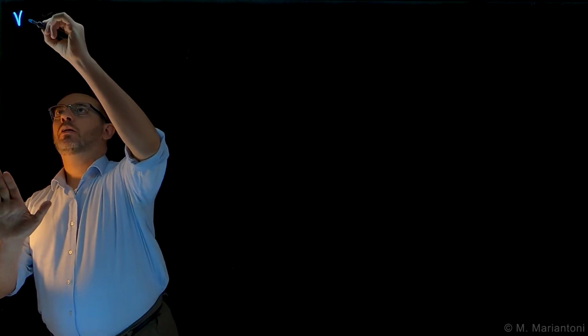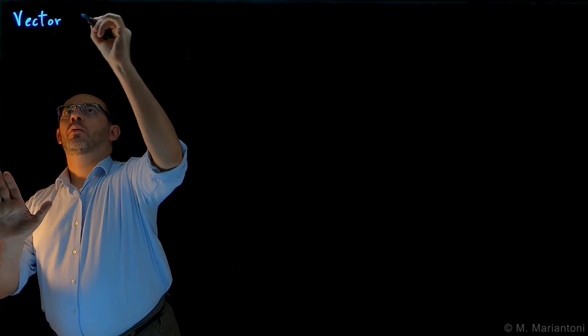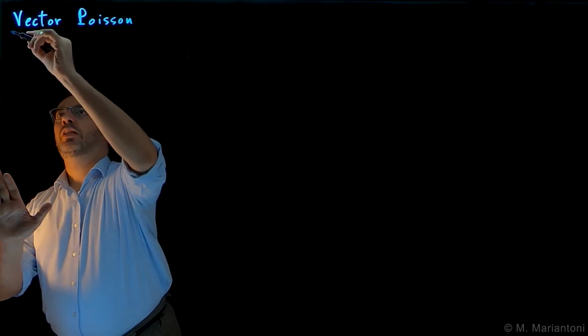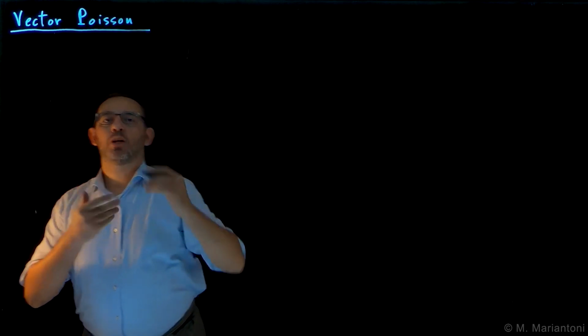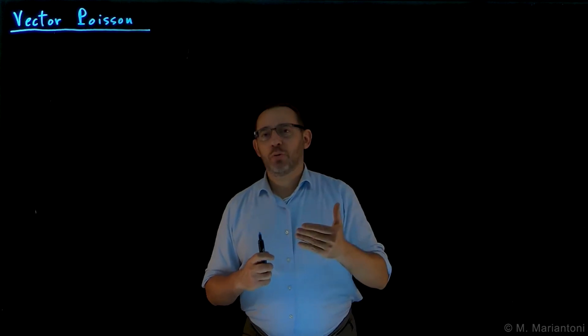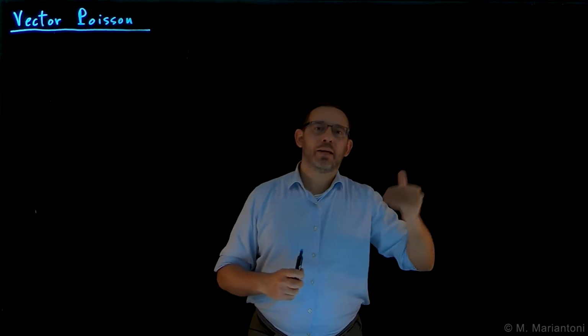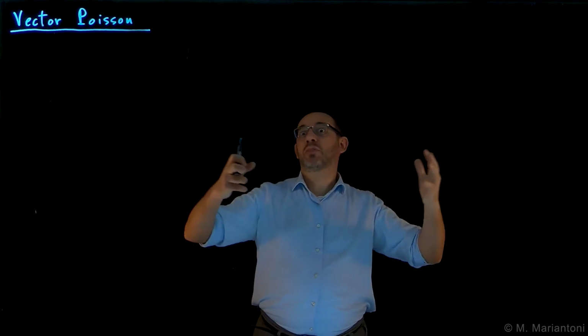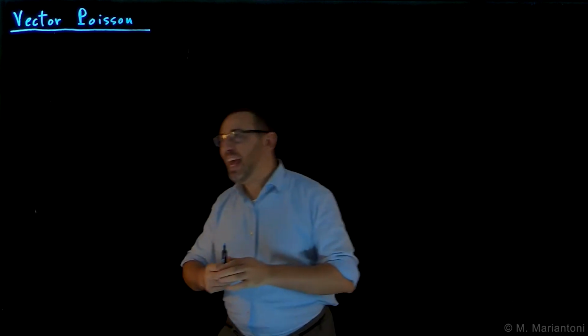The name of this video is Vector Poisson. In this video, in fact, we want to investigate a similar equation as Poisson equation for the electrostatic field, but in the case of the magnetostatic field, where things get more complicated because we need to deal with vectors such as the vector potential A.